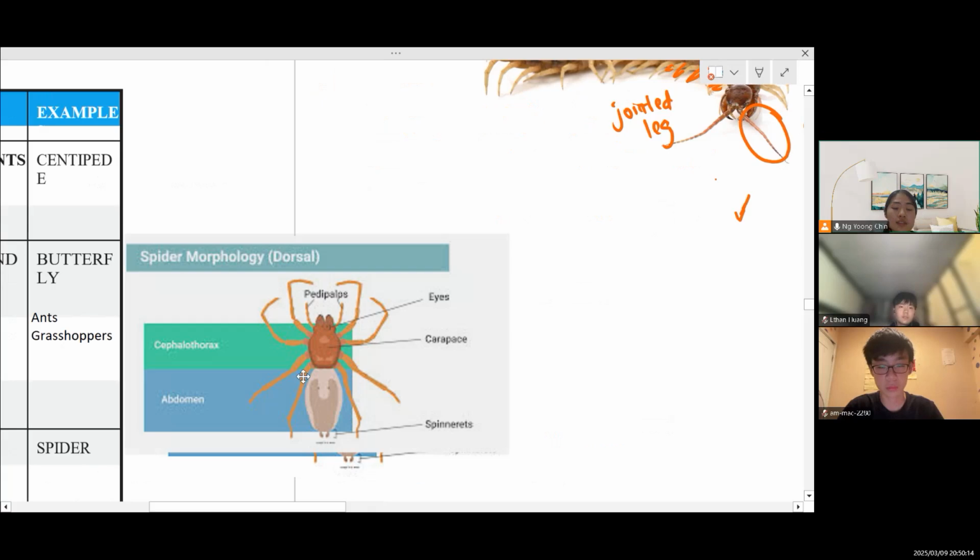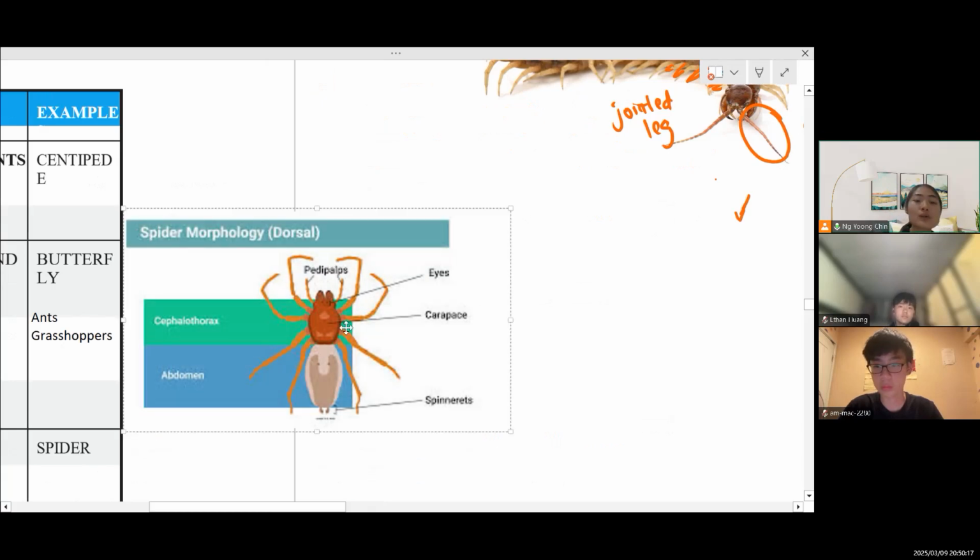Yeah, you can see that cephalothorax. Cephalo means the head. So in humans, we have the head, neck, and the body, right? But in the cephalothorax, the head is totally connected with the body. So there's no clear disjunction between the head and the body because they are connected together. So they are referred to as the cephalothorax: head plus upper part of the body, totally linked together.